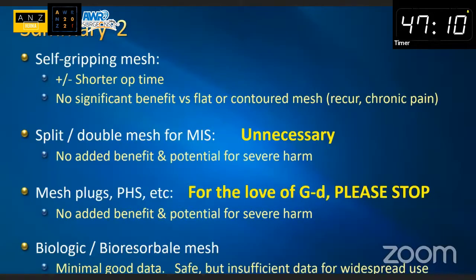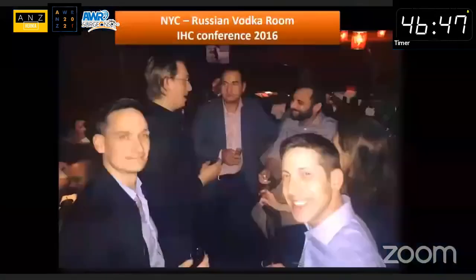And finally, biologic or bioresorbable mesh. There's really minimal data, but it's shown to be safe, but there's insufficient data for widespread use. And so I think we need to find the right time and place for biologic and resorbable meshes, perhaps for small hernias or when there's concern for infection, when we don't want to place a permanent prosthetic, if we can't do primary tissue repair.